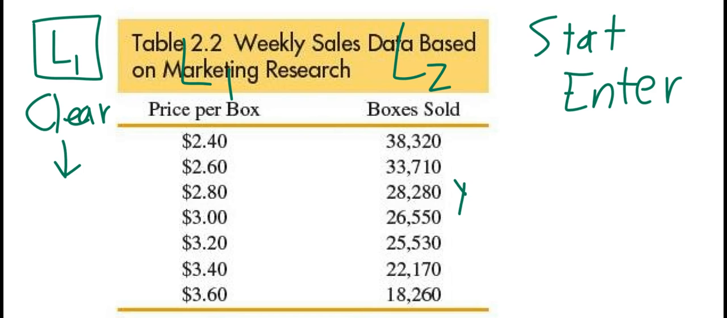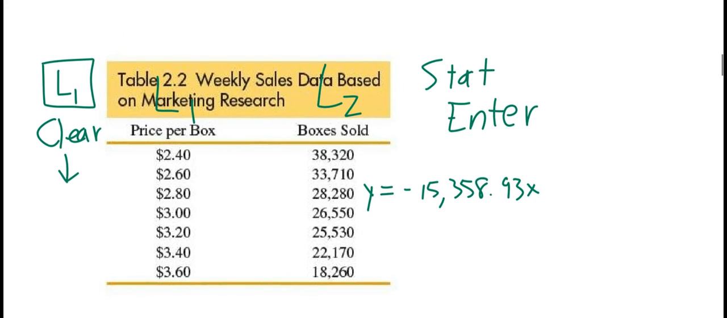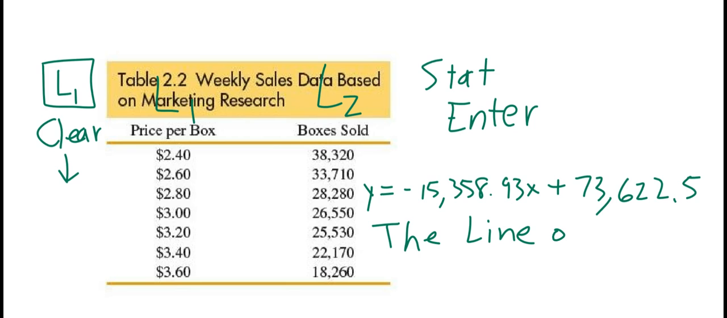We just got y equals -15,358.0.93x plus 73,622.5. We call this the line of regression.